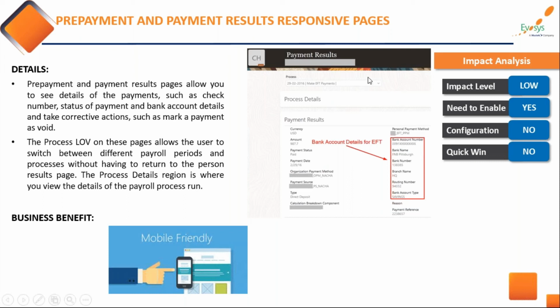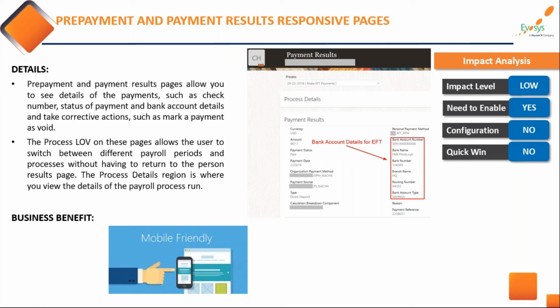So as an example, if you can see on the screen, they have included the bank account details in the prepayment results, and also they have provided certain actions which you can take on the payment results.